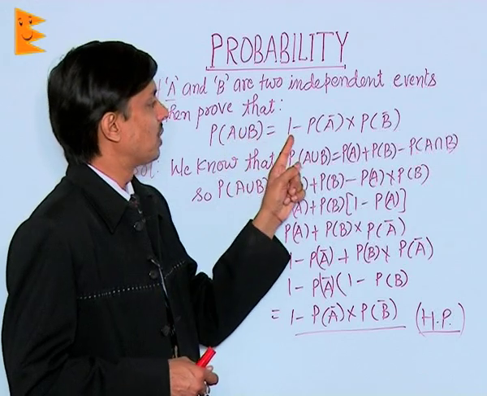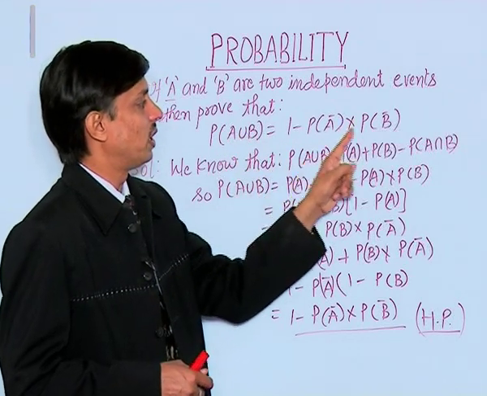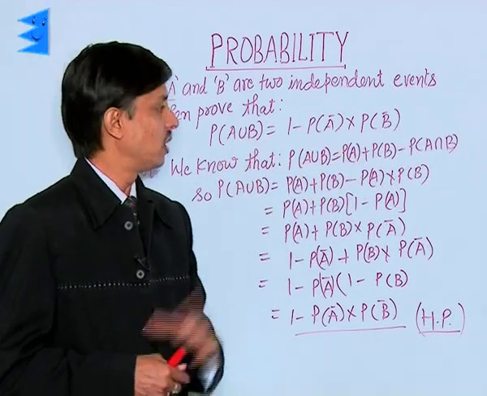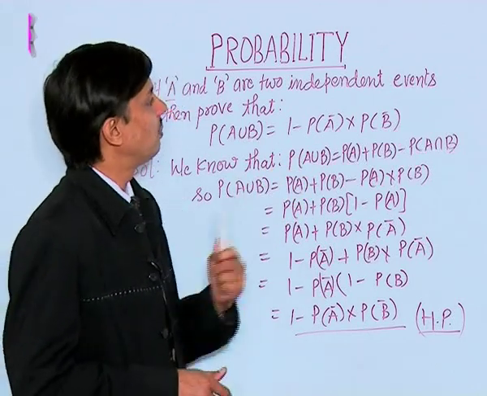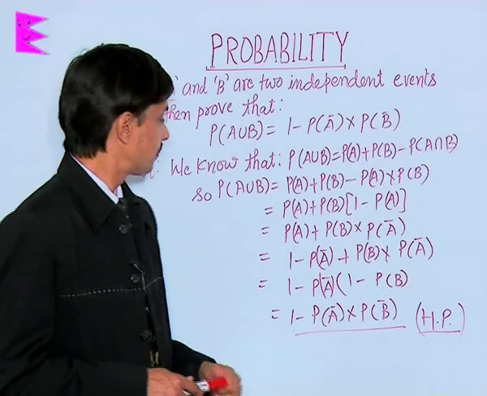probability of A union B must be equal to 1 minus probability of A not into probability of B not. It is required to prove this under the given condition that A and B are independent events.